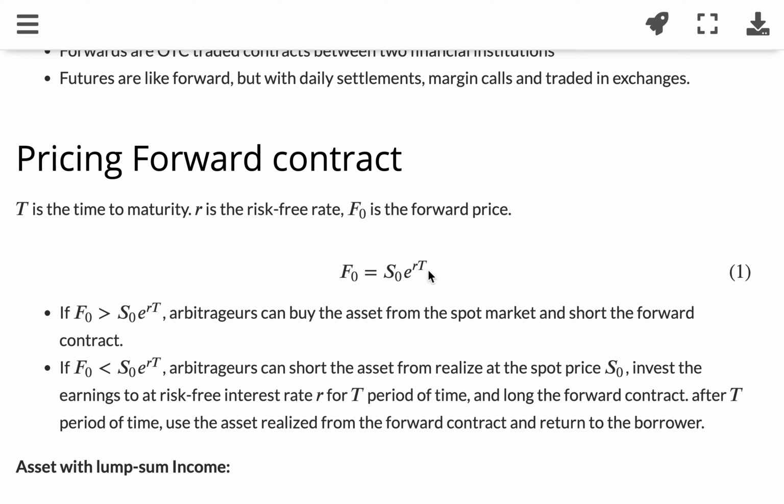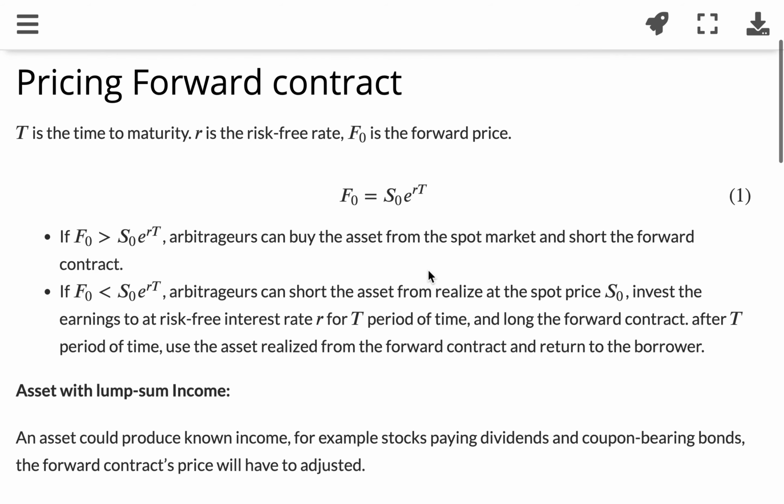S0 times e^(RT) means that if you borrow S0 amount of money and you have to pay the bank a continuously compounded rate R, then this is the money you're going to eventually pay back. And that has to be equal to, after time T, when you sell this contract, the value F0. It has to be equal to what you borrowed, including the interest.